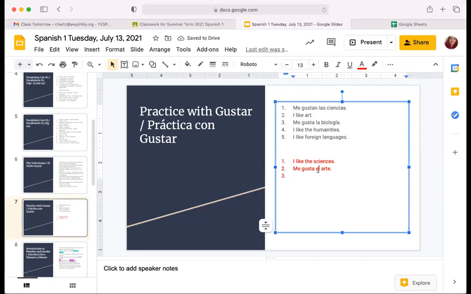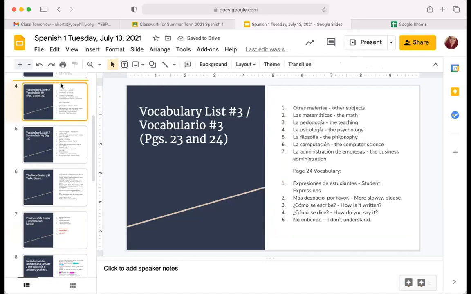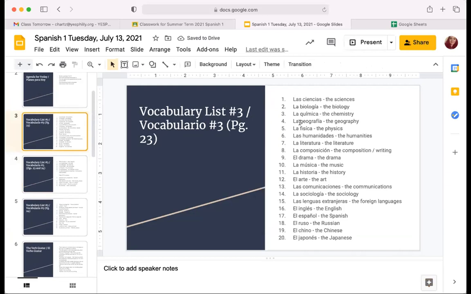And then for the next one, it says "me gusta la biología." So obviously it's "I like." And "biología" is a cognate. It sounds like English, so it's biology, right? For the next one, it says "I like the humanities." Humanities is plural, there's more than one, so it's going to be "gustan," ending in an N. So it would be "me gustan." And let's find the word for humanities. There it is, "humanidades."